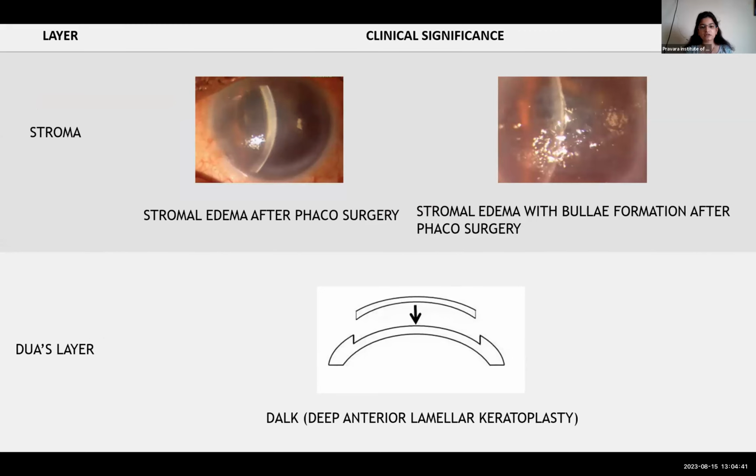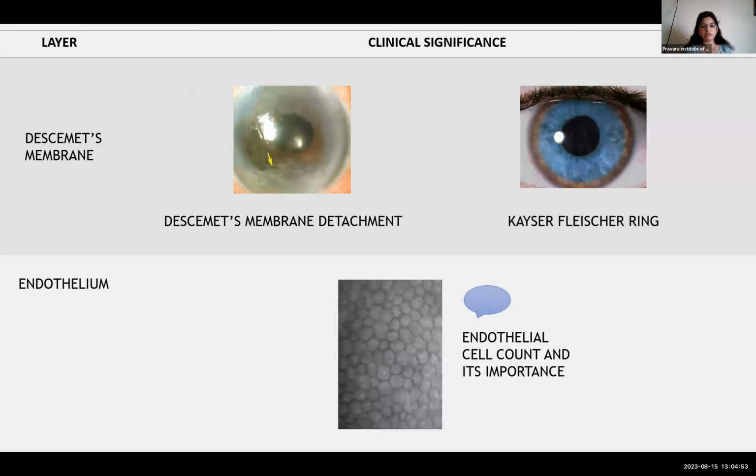Dua's layer has assumed a lot of importance in deep anterior lamellar keratoplasty, in which the deeper layers of the cornea are retained and the superficial layers are removed and grafted onto. Now this is the diagram of the basement membrane detachment associated with corneal edema. The endothelial cell count and the endothelium are extremely important for the integrity of the cornea. The endothelial cell count is about 4,000 to 5,000 cells per millimeter square at birth, and they decline with age at a rate of 0.3 to 0.6 cells per millimeter square.